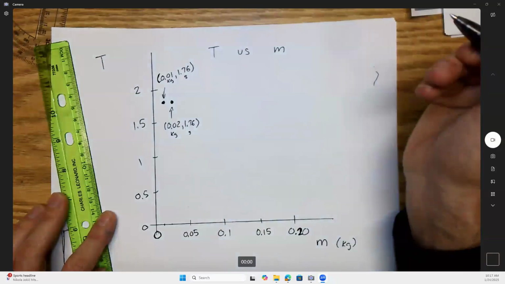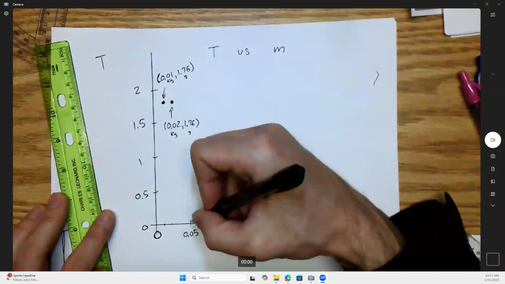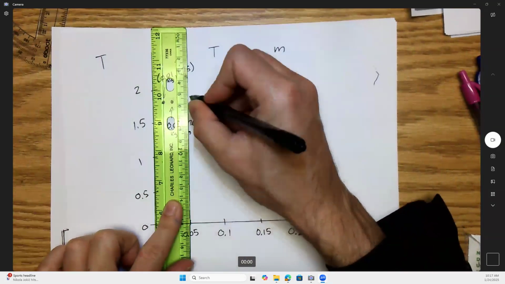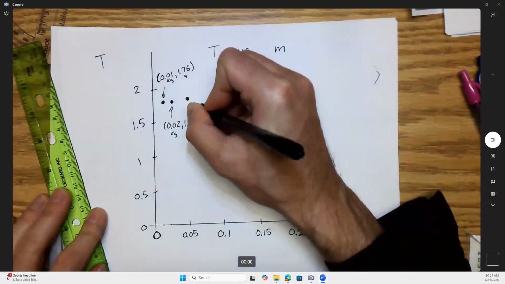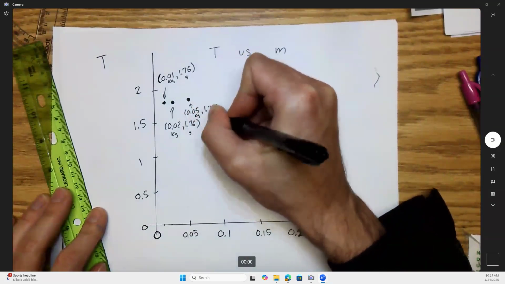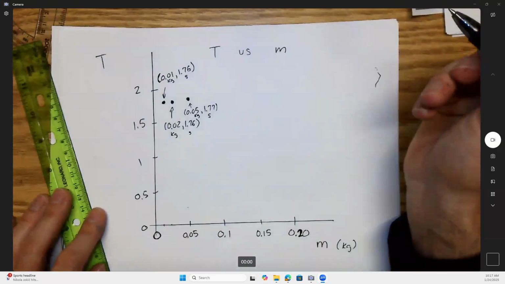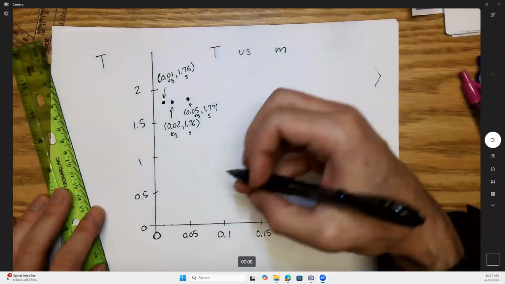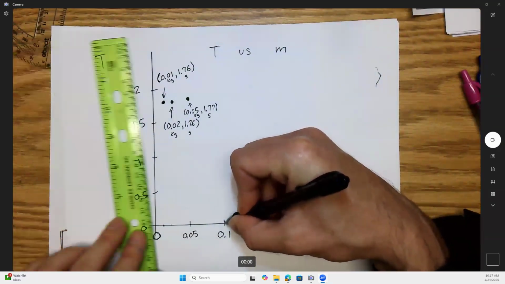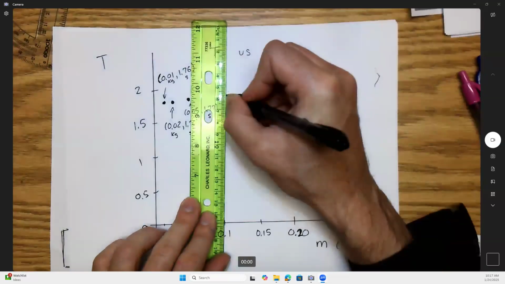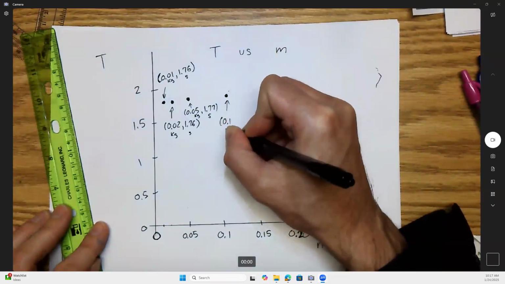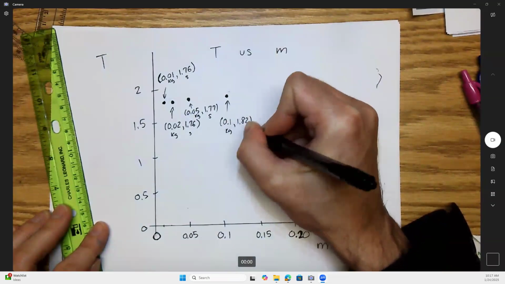All right, next coordinate. 0.05, and that was 1.77. Slight difference. So 0.05 kilograms and 1.77 seconds. All right, next one. Then we have 0.1 kilograms, and that was 1.82. So 0.1 kilograms, 1.82 seconds. All right, next one.